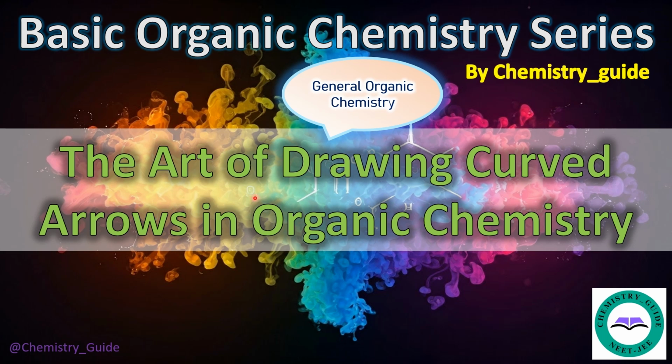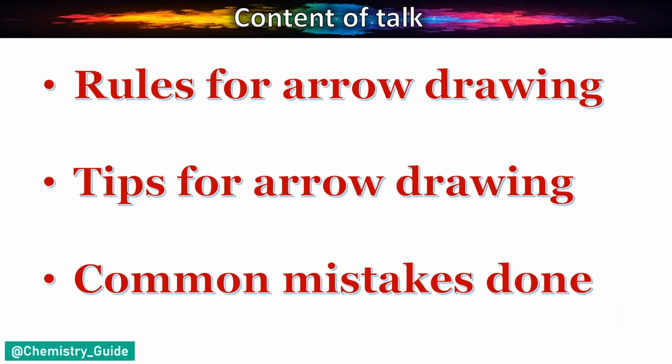Today we are going to see the art of curved arrow drawing in organic chemistry. Curved arrows are used to show electron movement, reaction mechanisms, and resonance structures, and they are also used to understand the reaction intermediate and clarify the reaction condition. So let us see the art of drawing curved arrows in organic chemistry in detail.